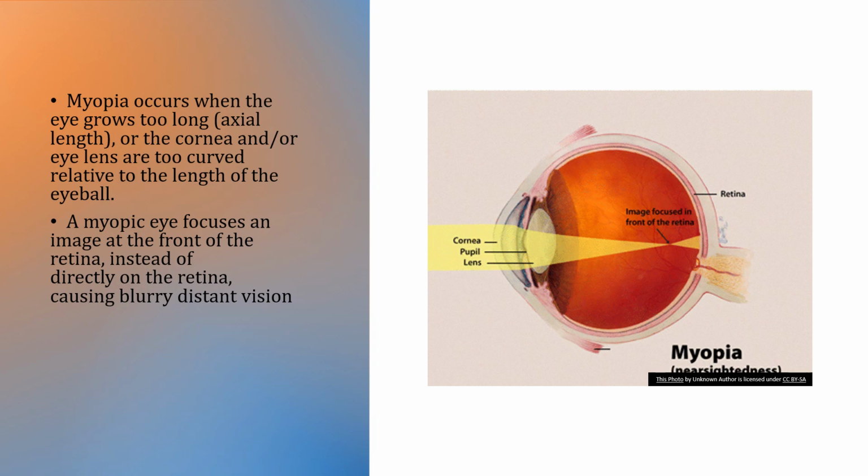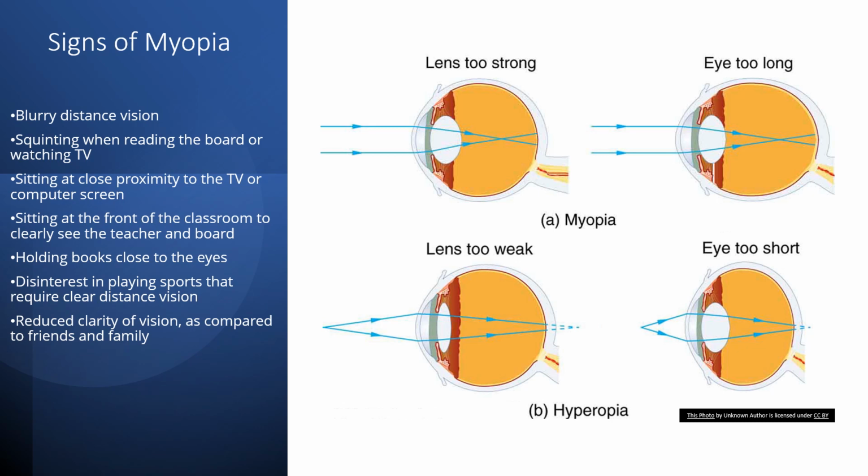I wanted to get into our next slide here. So the signs of myopia. Here are some signs. Blurry distance vision, which I touched on a little bit earlier. Squinting when reading the board or watching TV, also what I went through. Sitting at close proximity to the TV or computer screen, sitting at the front of the classroom to clearly see the teacher and board, holding books close to the eyes, disinterest in playing sports that require clear distance vision, reduced clarity of vision as compared to friends and family.